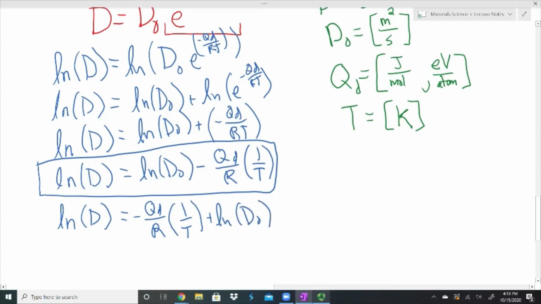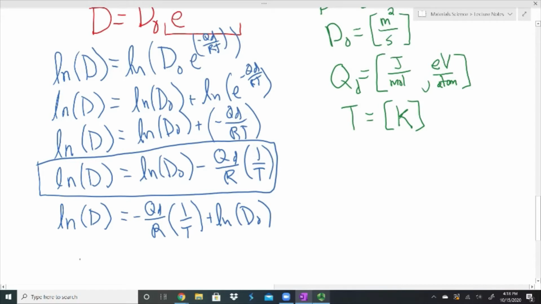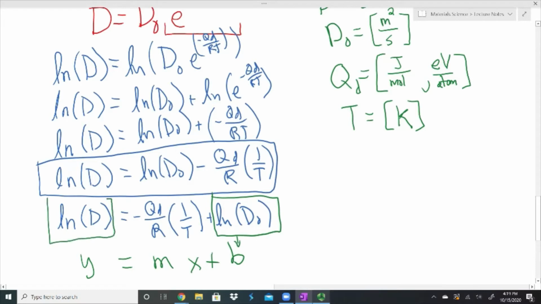my other term here. Now, why did I want to rearrange it this way? I want to rearrange it this way so that I could easily match things up. And what I'm going to match it up with is y equals mx plus b. This term here is my b. This term here is my y. This term here is my m, or my slope. And here I have my x.